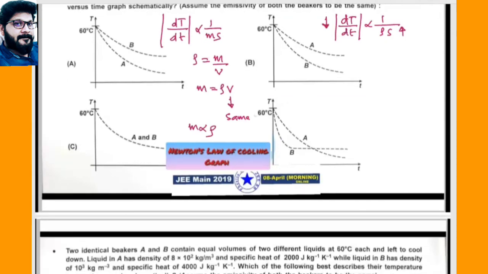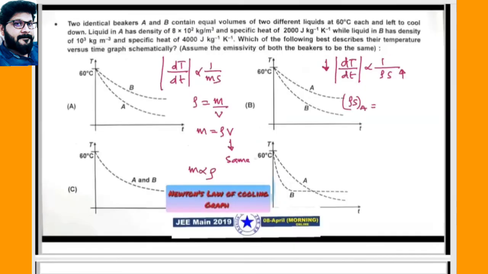First, rho into s for A. Density of A is given here: 8 into 10 to the power of 2 kg per meter cube, into specific heat of A, which is given as 2000. Let me substitute 2000 here. Then we get 16 into 10 to the power of 5 SI units.